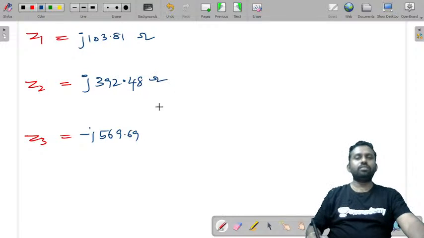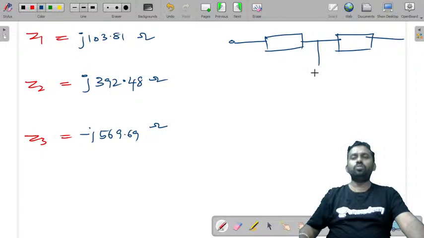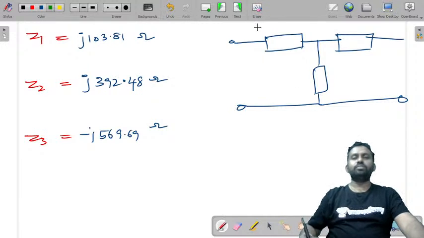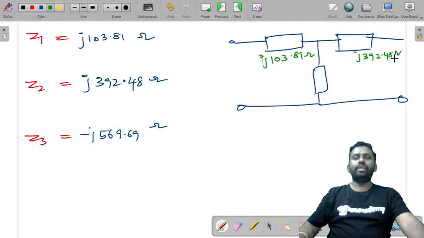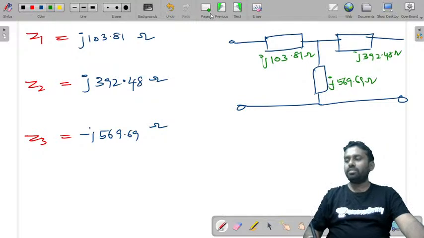103.81 ohms. Now you can also draw this like this: Z1, Z2, Z3, or you can also further find these values. This is j103.81 ohms. This is j392.48 ohms. This is minus j569.69 ohms. Or you can find these values because the frequency is already given as 1 megahertz. So you can write these values and find it.